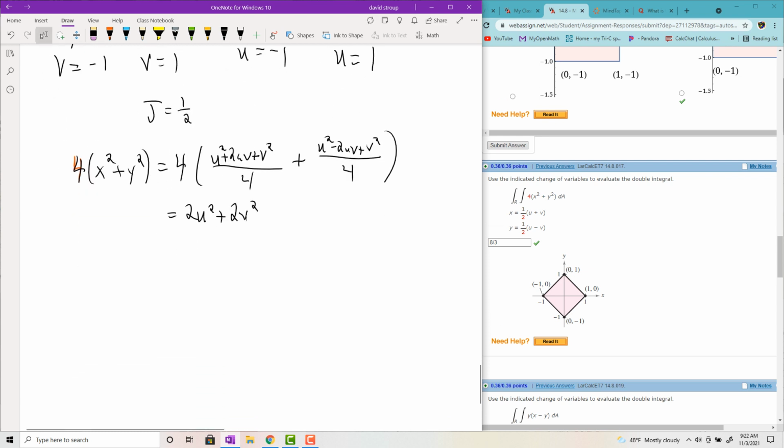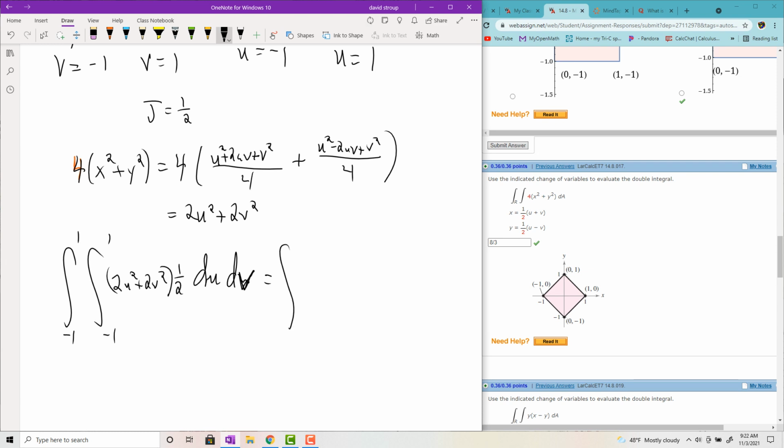So now I'm ready, believe it or not. So what do you have then? You have 2u squared plus 2v squared times the Jacobian of 1/2 times, you could go du dv or dv du, I don't really care. Let's go du dv. And then u is going from negative 1 to 1. V is also doing the same thing. And you can multiply by the 1/2 and it'll get rid of all the constants. So this part will be u squared plus v squared. And then integrate with respect to u, so that would be u cubed over 3 plus uv squared, evaluated from negative 1 to 1 of dv.